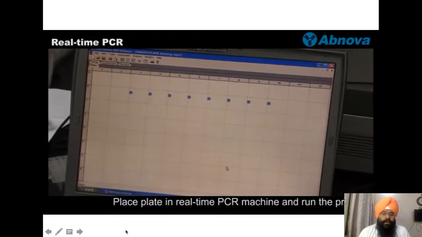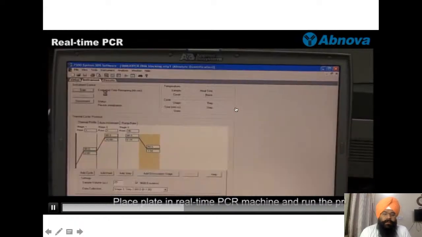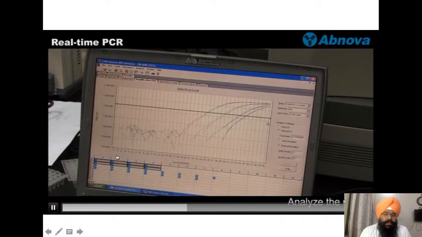Then we put them into the real-time PCR machine, where we select the samples we have added, and this is how you see your tubes. Then you analyze the results afterwards. This is how you get the peaks like this one.